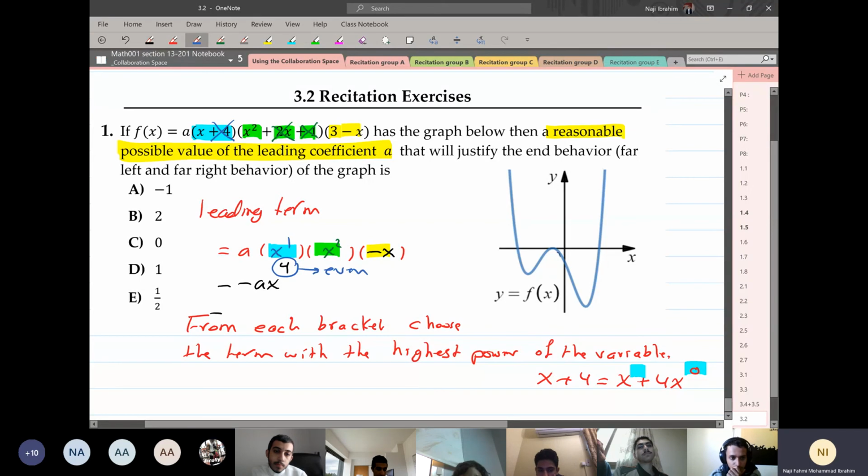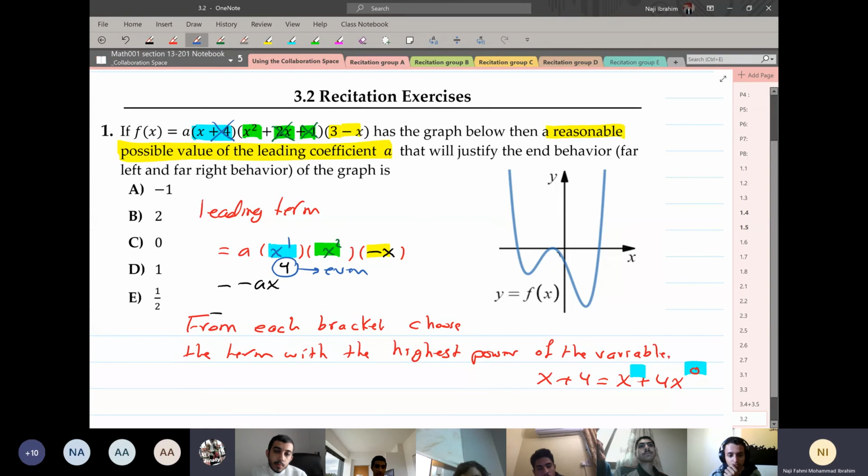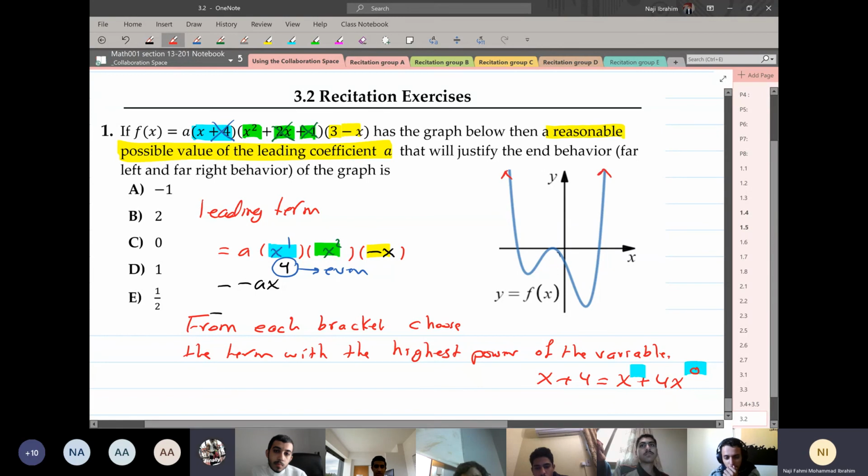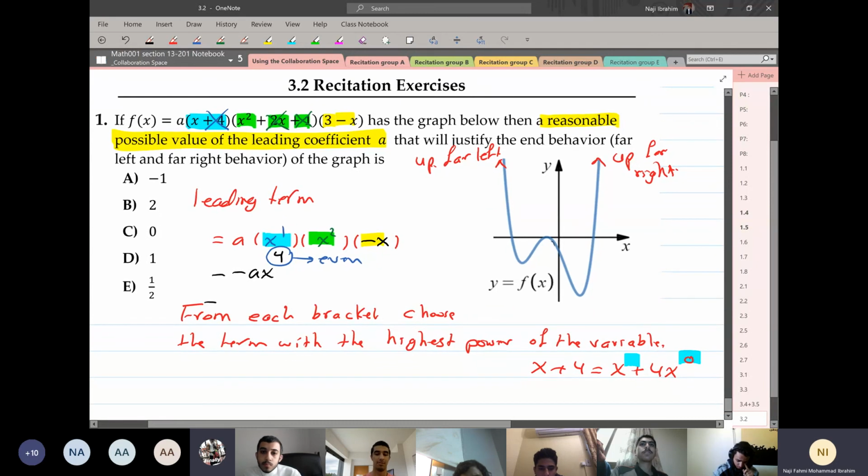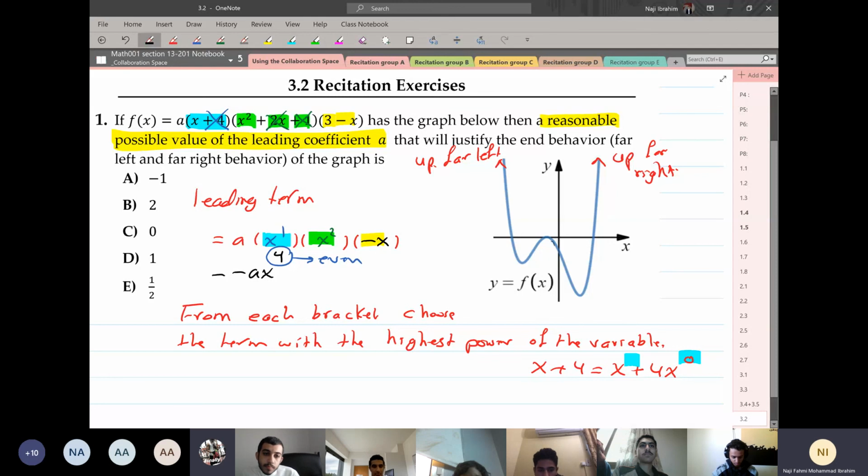If the degree is even, what's the end behavior? Both ends will go in the same direction. Look at our graph, ya shabab. In our graph, where are the directions of the ends? It's up, far left, and up, far right. What does that mean? Will the leading coefficient be positive or negative? Positive.